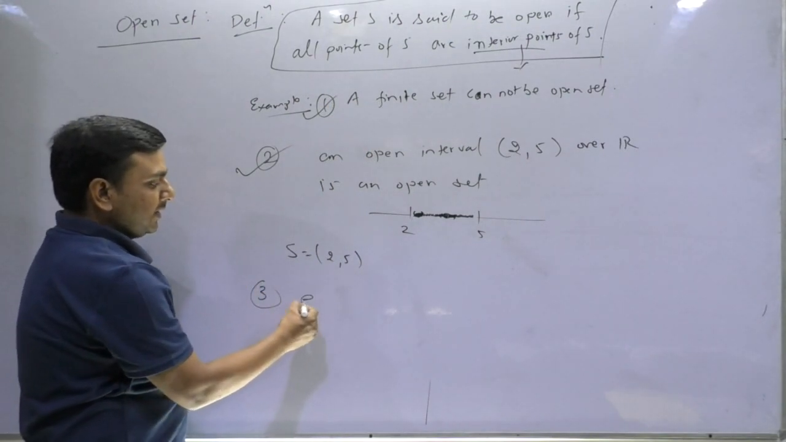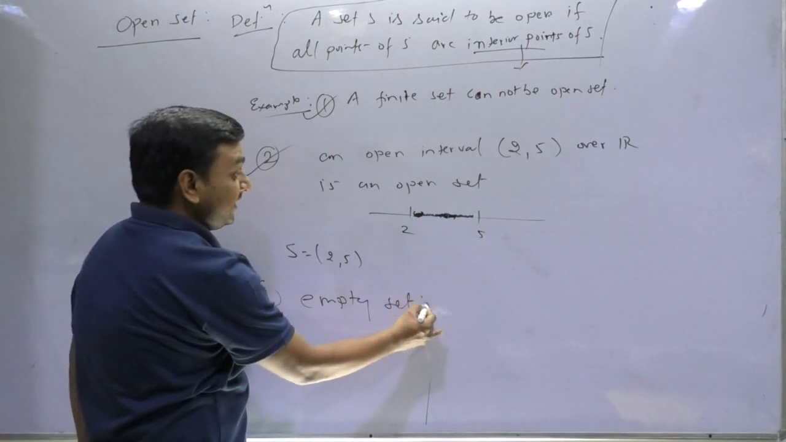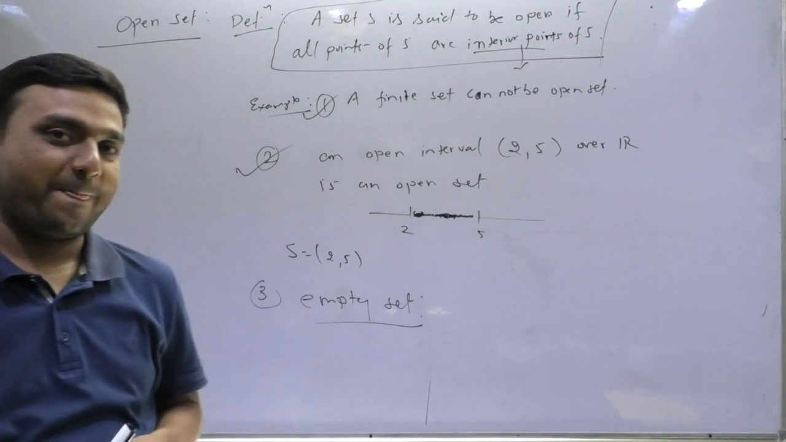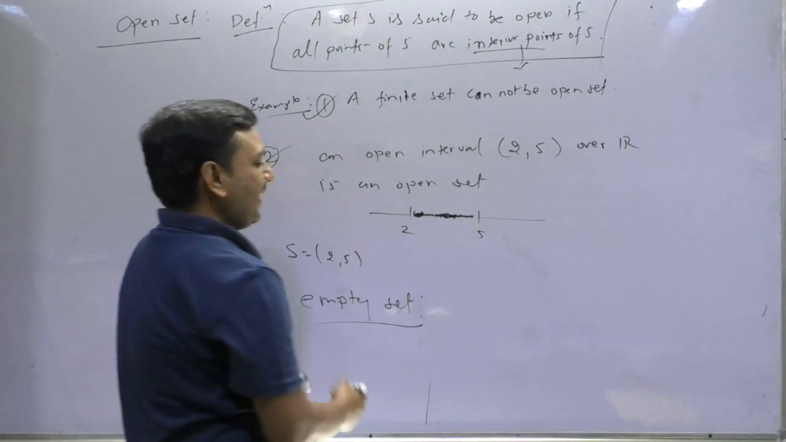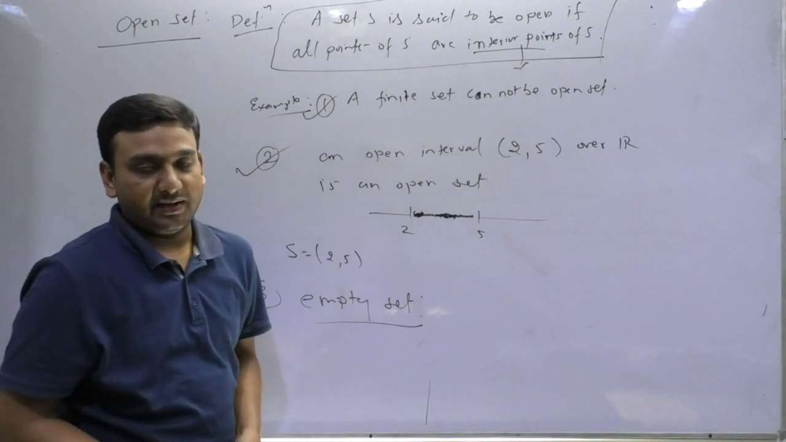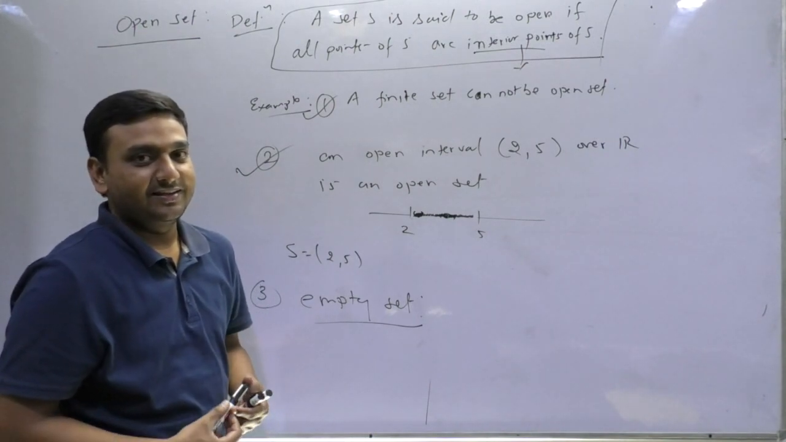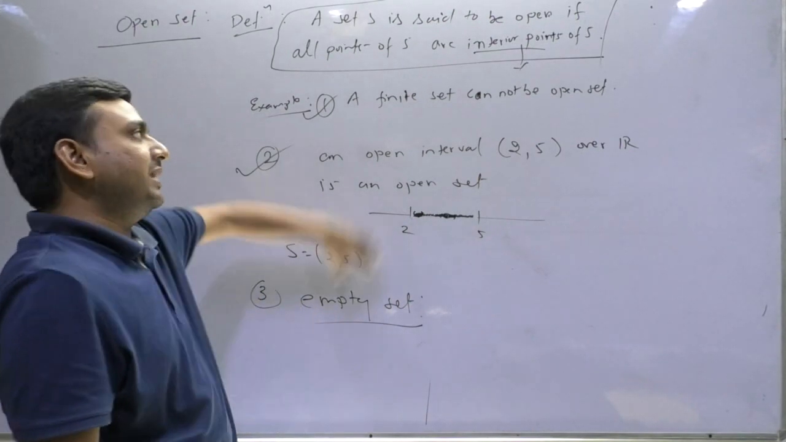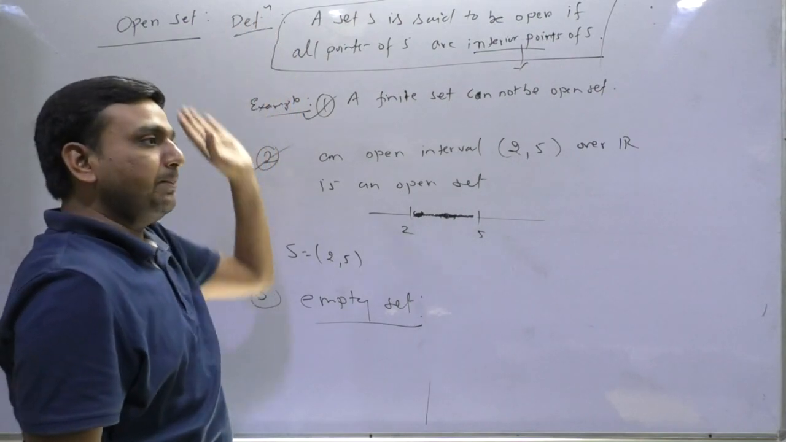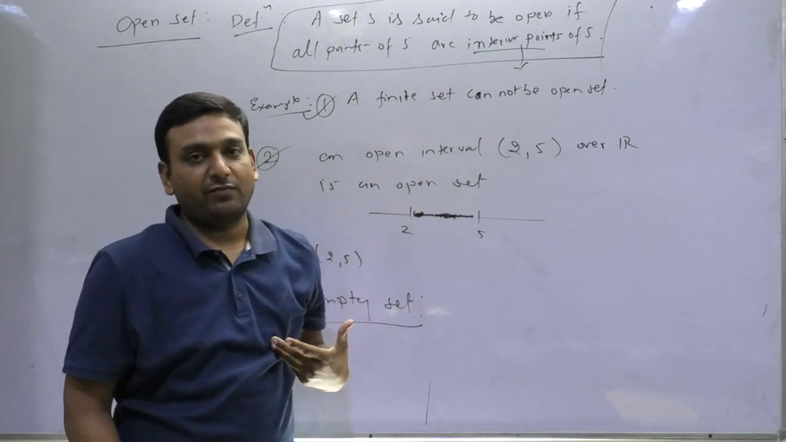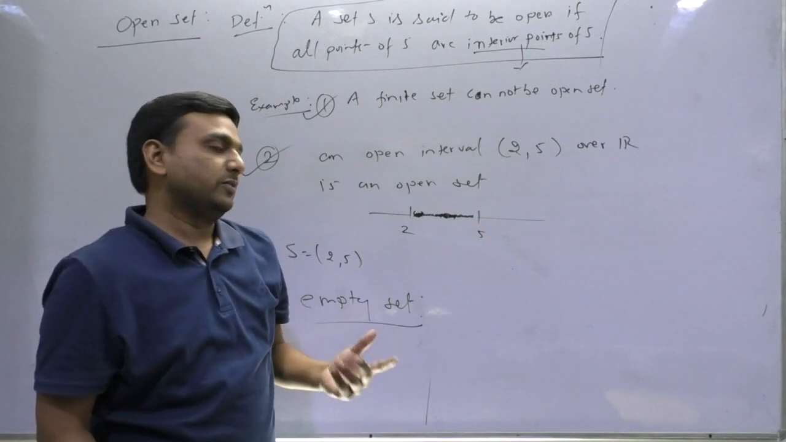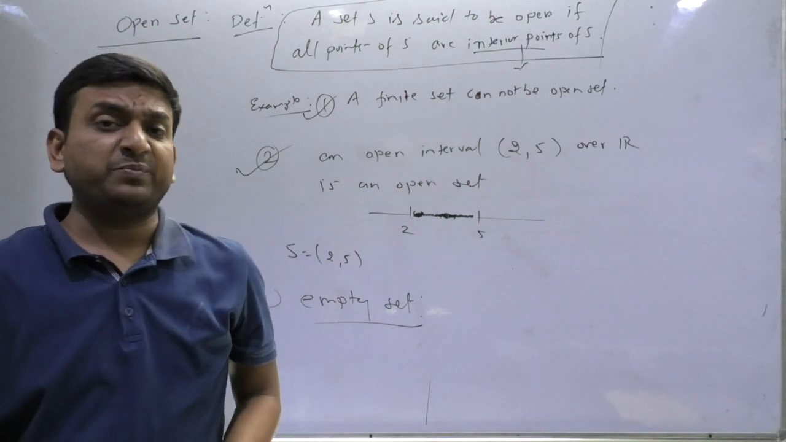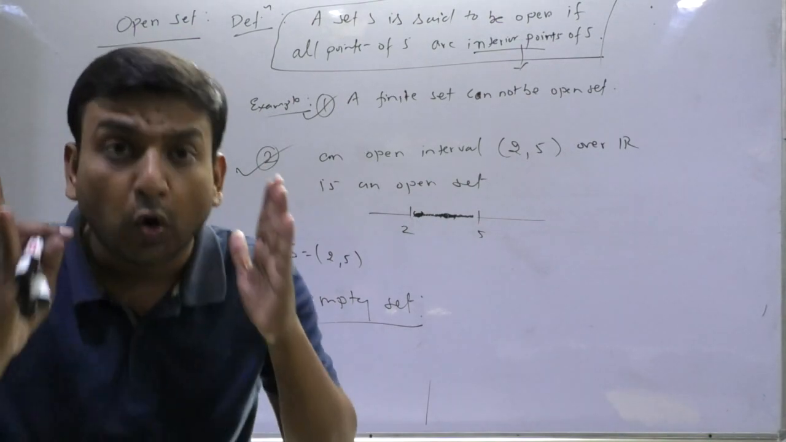Let's say empty set. Very interesting. Tell me, is the empty set open or closed? The empty set has no element. Getting my point? Since it has no element, every element is vacuously an interior point of it, and the empty set is contained in itself. It also means there is no interior point. So the empty set is a different and extraordinary category which comes inside the open as well as the closed.